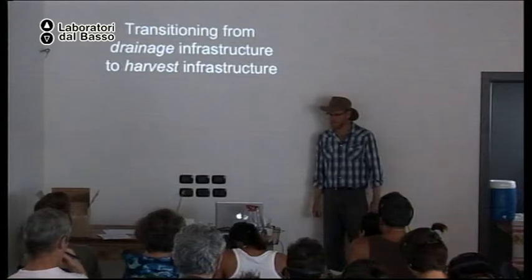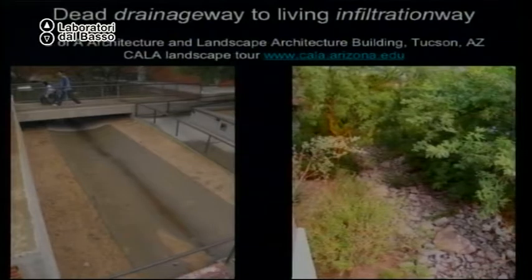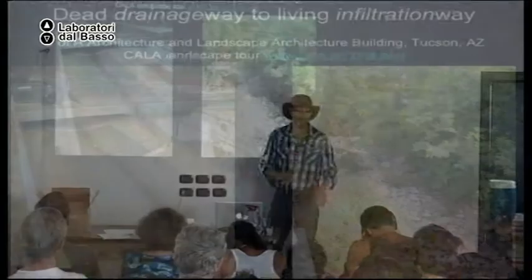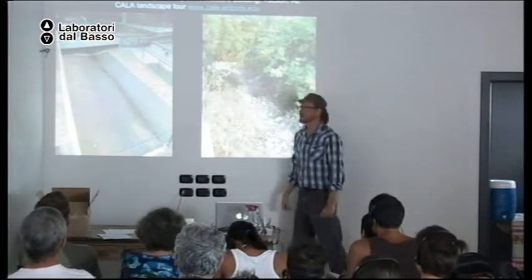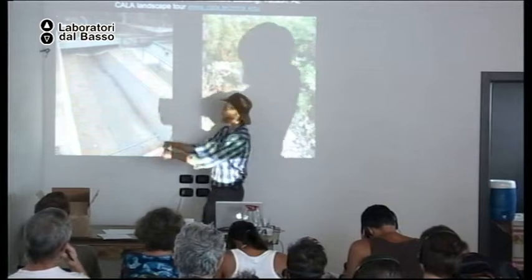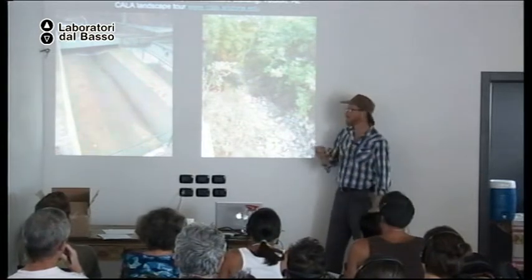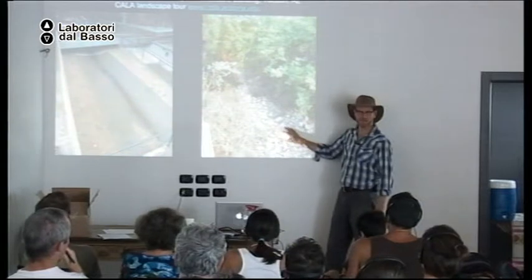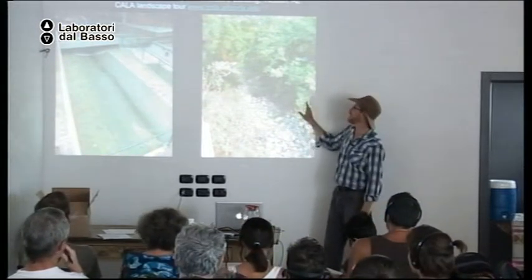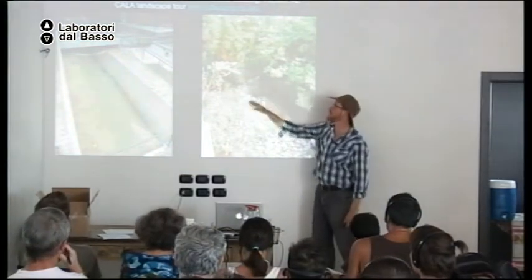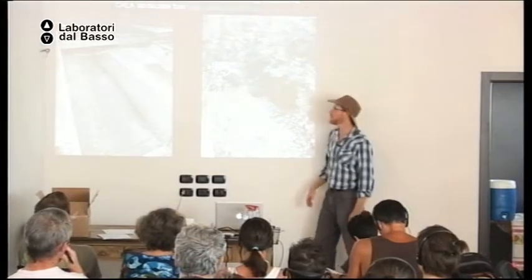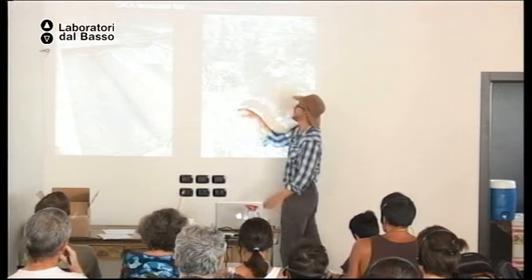Now here's how we can transition from drainage infrastructure to harvest infrastructure. This is a concrete drain. All the water leaves. There's no life. So what happened is they took jackhammers and jackhammered that up and left all the concrete in place. They did not take it away. And they put a few native rocks to make it look a little more natural. And then they put in some seed and plants. And all this vegetation is now irrigated for free just by the water that flows through, but now infiltrates.